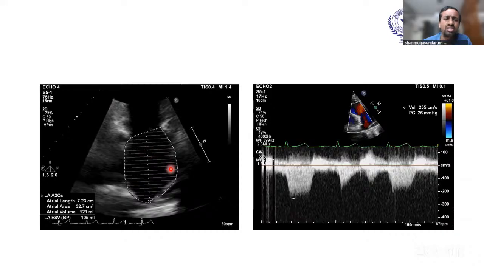So left atrial enlargement was noted. The biplane LA volume was 105 ml. The TR velocity was less than 2.8 meter per second.